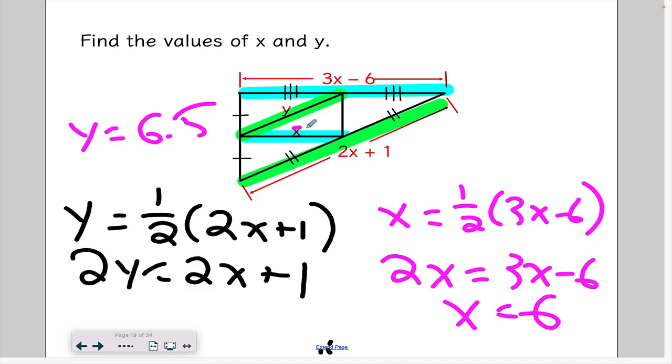So if X is allegedly 6, 3 times 6, what's that? Minus 6. Does that line up? Okay. What's Y allegedly? Isn't X still 6? 13. Does that line up? Okay. A lot easier to check this.